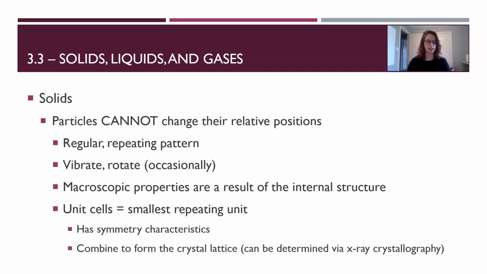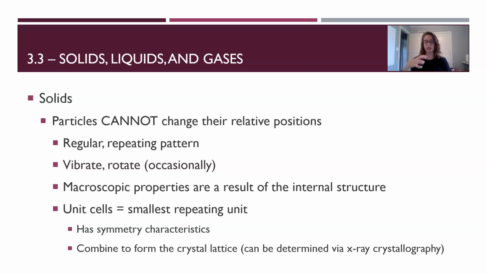So first up, solids. Particles cannot change their relative positions in a solid. So solids have regular repeating patterns. Within those patterns, the particles can vibrate, so they can move back and forth just a little bit. Sometimes they can rotate, but they're not going to move any other than that. Their macroscopic properties are a result of their internal structure. So what makes up those solids, whether they're ionic, molecular, network covalent, that is what's going to determine their properties.